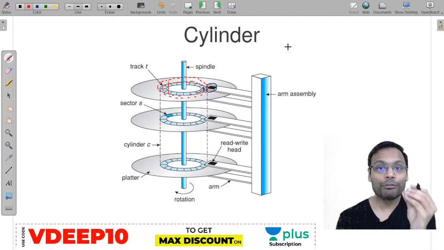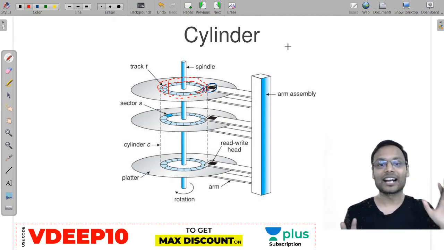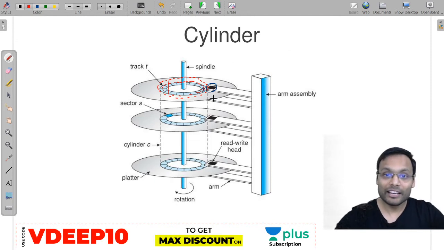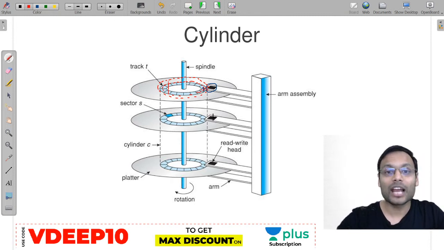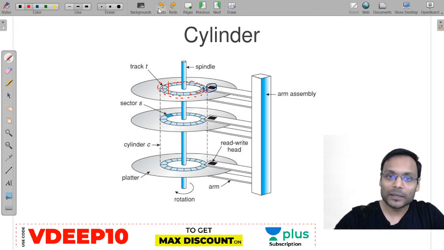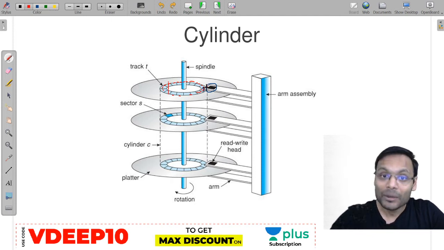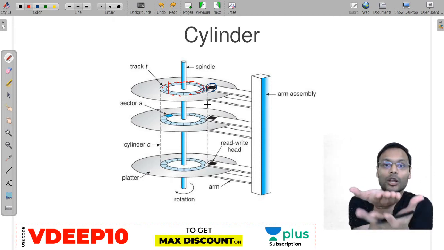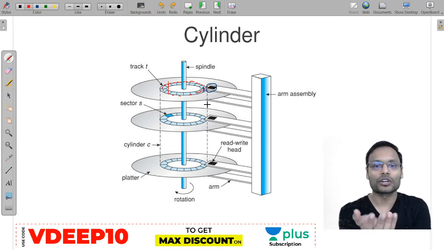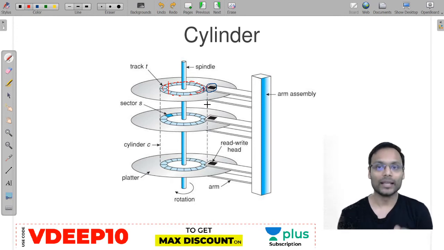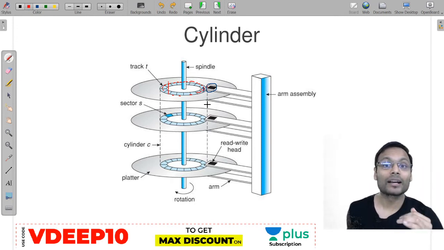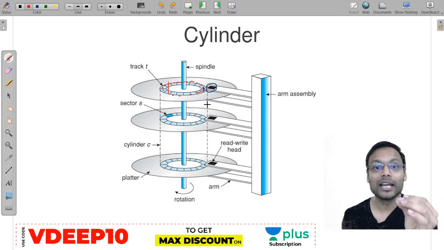No. We will not move our read-write head. You know why? Look at this. If this read-write head is on the innermost track, all the read-write heads are on the innermost track. So in this case we will not move our read-write head, we will not move our arm. The arm is positioned. We will cover the same innermost track of the lower surface and store the remaining data over there. And what did we do? We have saved time.